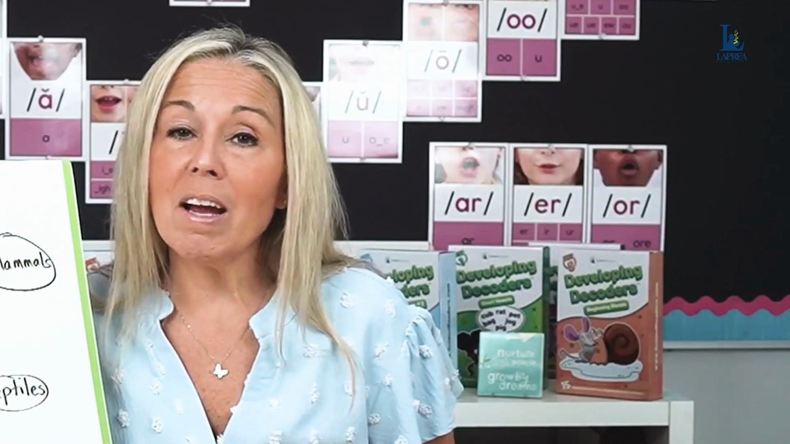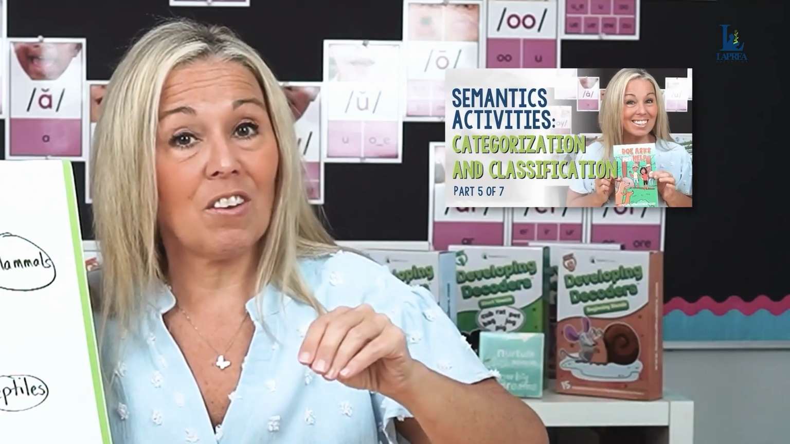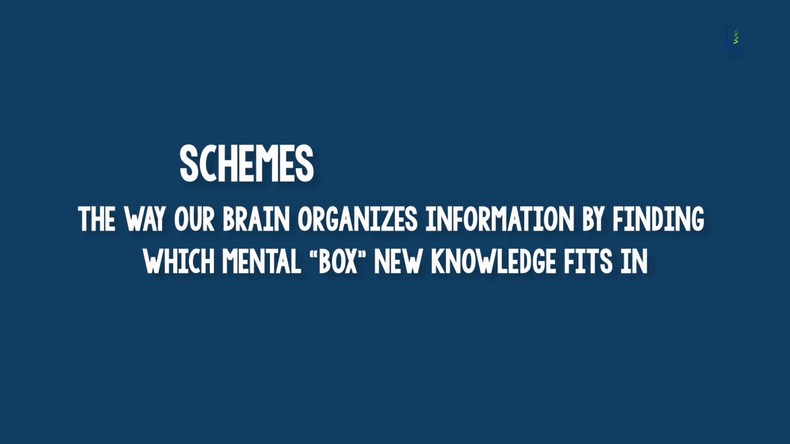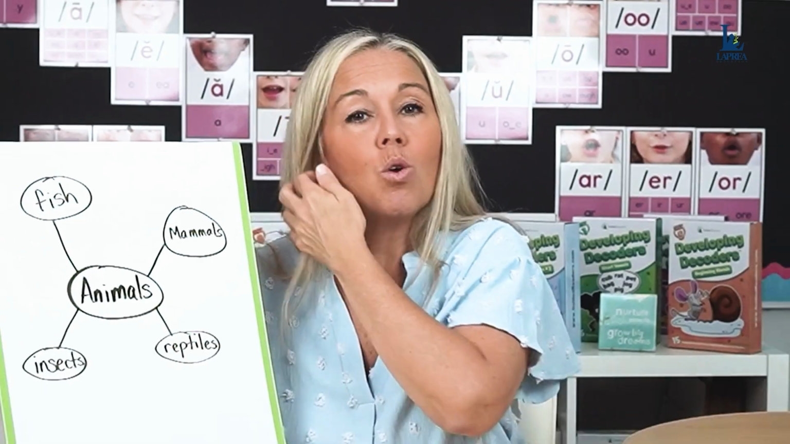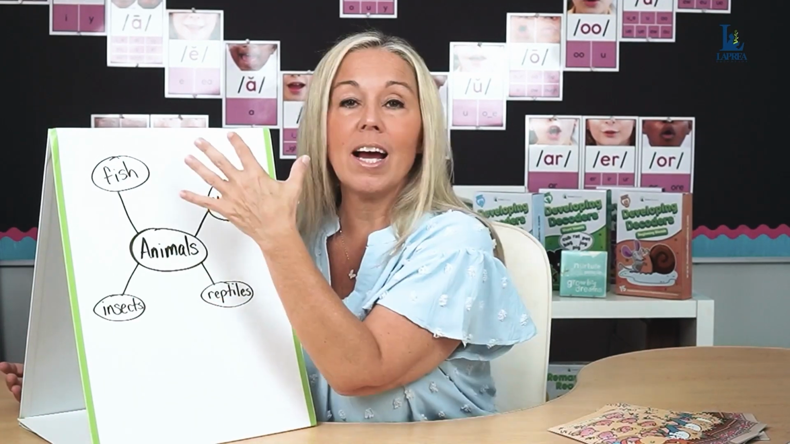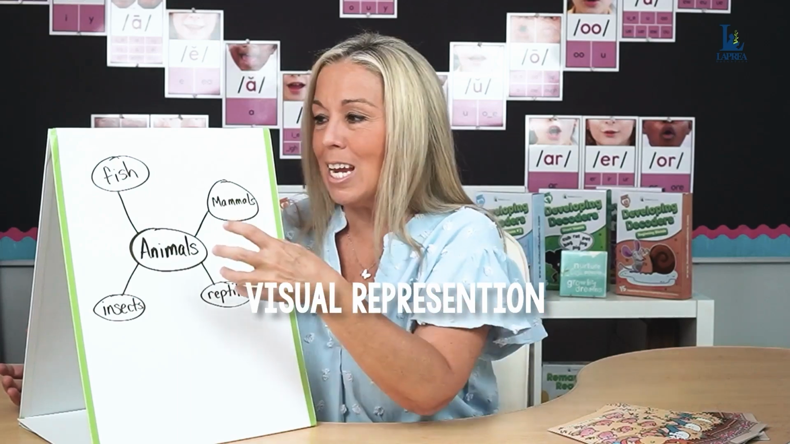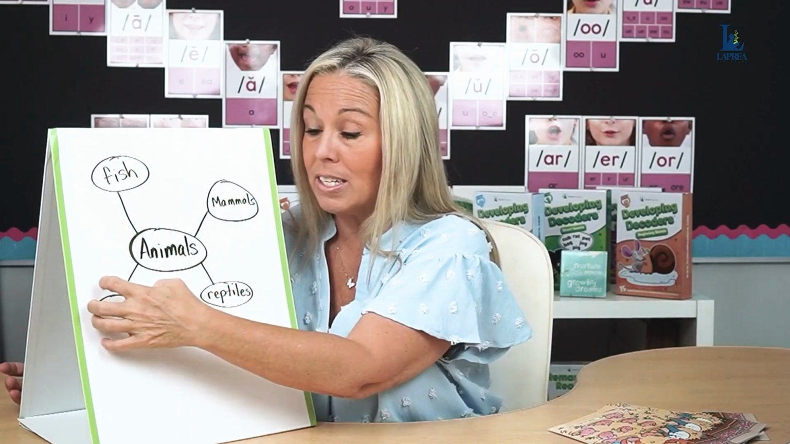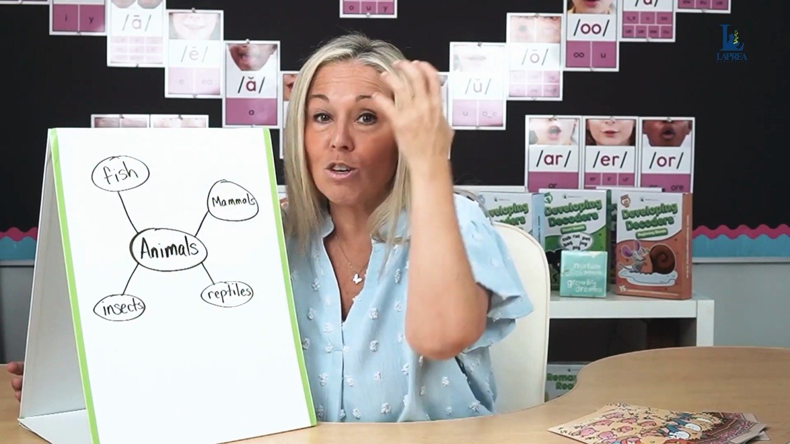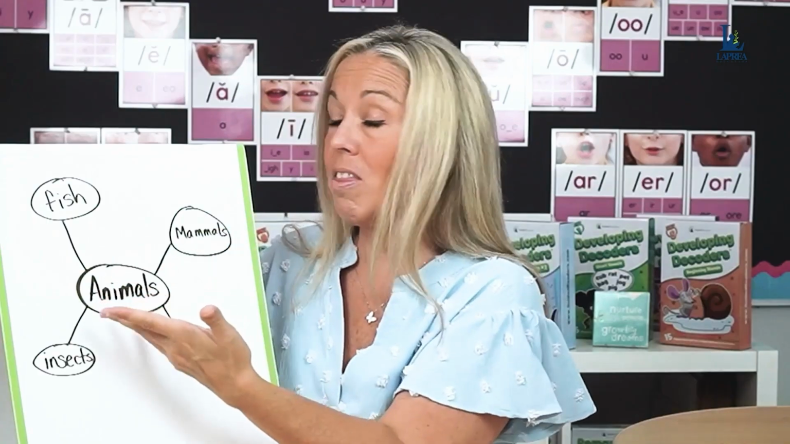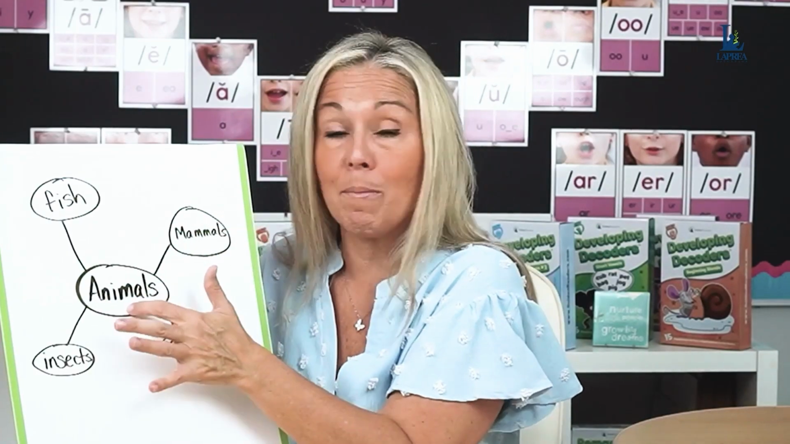Now, if you've watched my video on categorization and classification, you already know about schemes, those little boxes in our brain that organize information by finding which mental box new knowledge fits in, right? And adjusting our schemes when new information does not fit. So you can kind of think of a semantic map as a visual representation of these schemes. Like, this is a box in our brain. This is a box in our brain. These are our schemes.